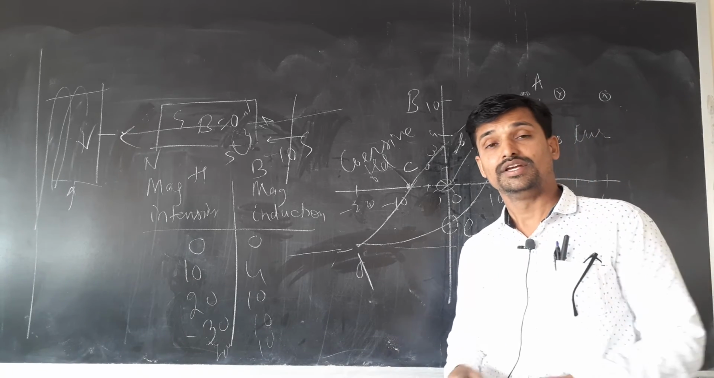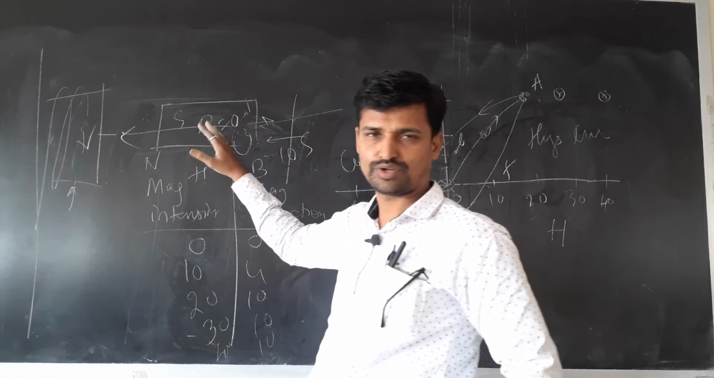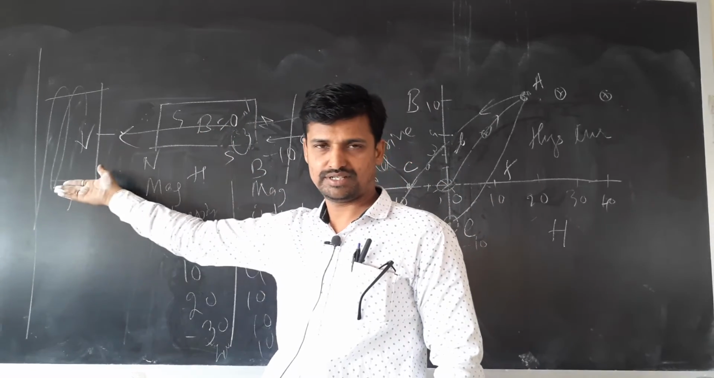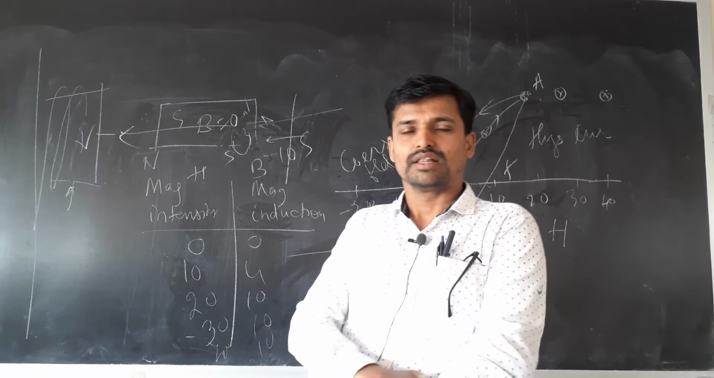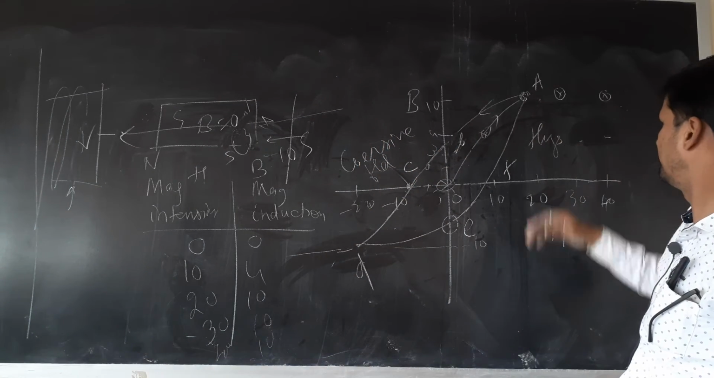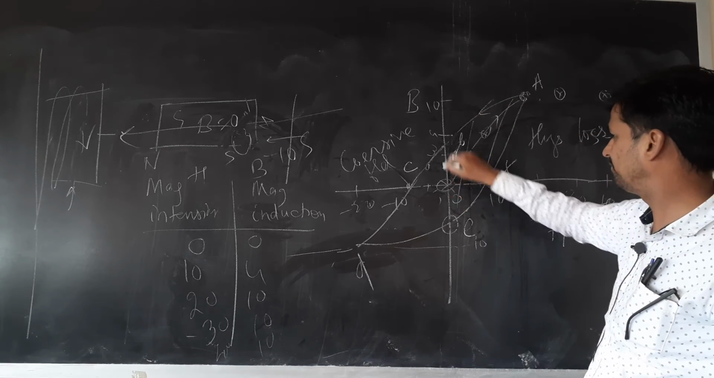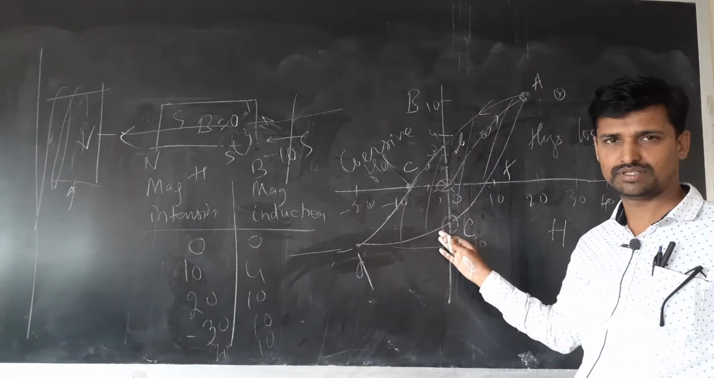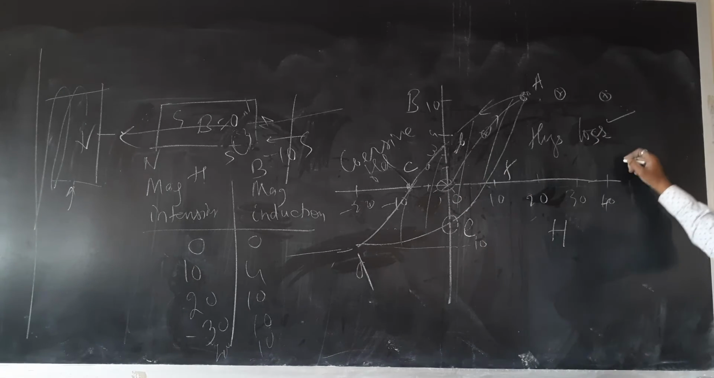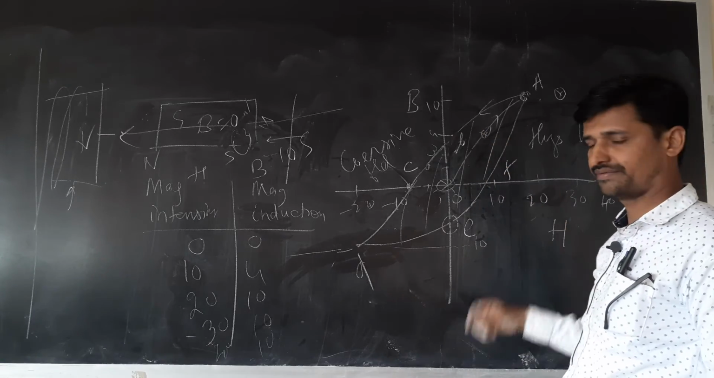Okay. Hysteresis loss means what? When you magnetize and demagnetize at the expense of external energy which you cannot recover, that energy loss is called hysteresis loss. Calculate the area of this curve. This curve's area is going to give the hysteresis loss. Okay. Hysteresis loss is the area of the BH curve.